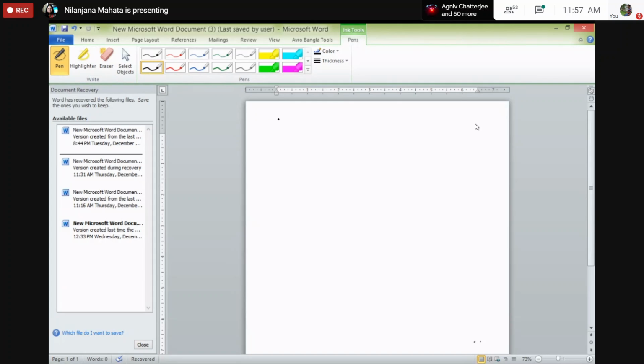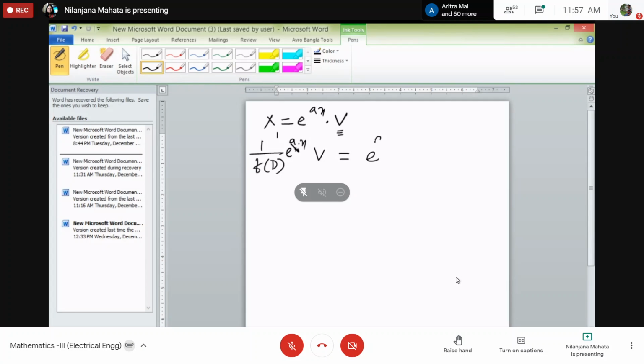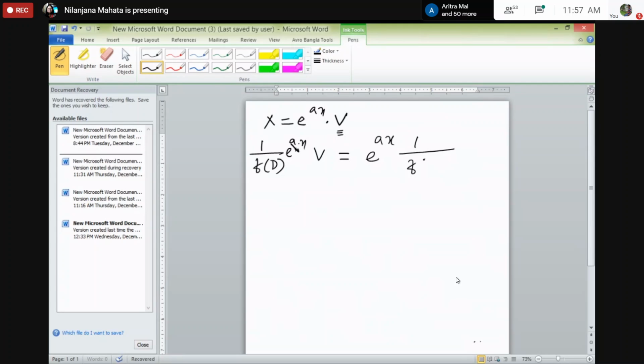Next, your x is a function of e to the power ax multiplied with v, where v is a function of x. Then 1 by f(D) acting on e to the power ax times v is e to the power ax times 1 by f(D plus a) v. That means your D will be replaced by D plus a.